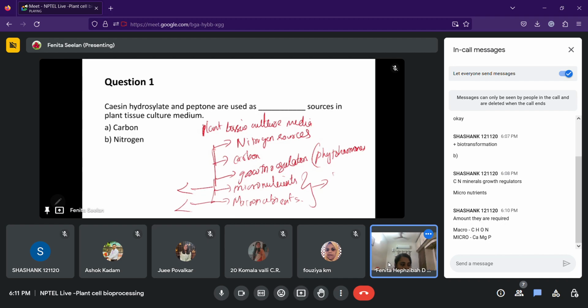For example, copper, magnesium, potassium, phosphorus. These are required in higher quantities compared to your cobalt, manganese. So these are micronutrients. Micronutrients are comparatively added in lesser quantity. Your calcium also comes into picture. So these are examples I'm giving.